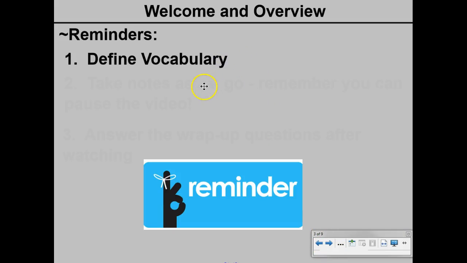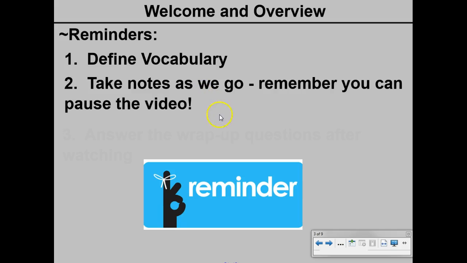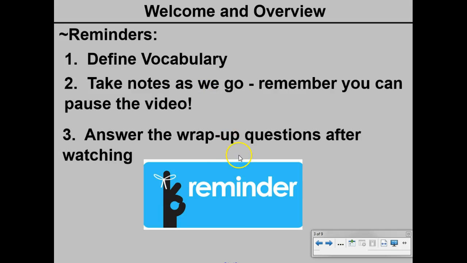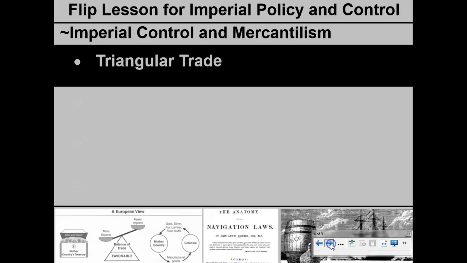You know the reminders. Make sure you know the vocab. Take notes as we go. Pause it if you need to. Answer the wrap-up questions once you're all done, so that way we are all on the same page and we are all good to go and know what's happening.